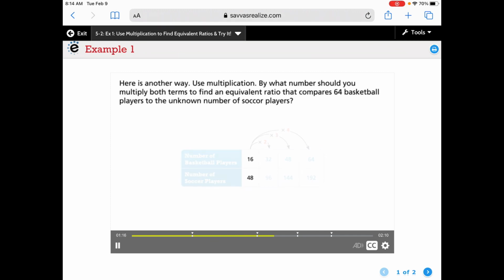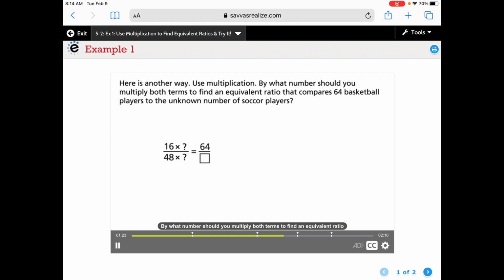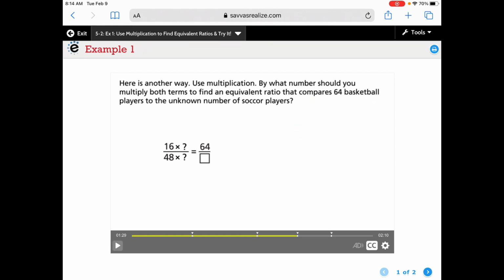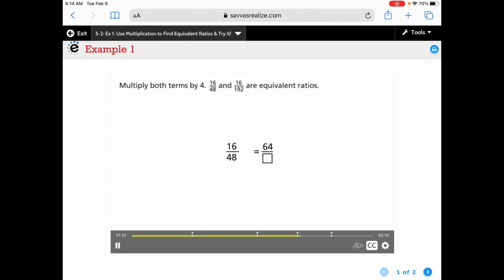Okay. Another way to do it, which is the way that we'll probably go with, is to use multiplication. By what number would you multiply both terms to find an equivalent ratio that compares 64 basketball players to the number of soccer players? Well, we can see that 4 will get us what we need. So we multiply the top and bottom by 4, and that results in 192 soccer players.